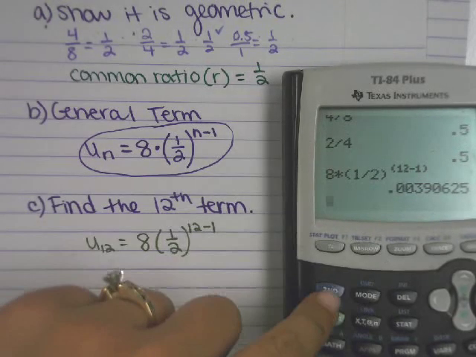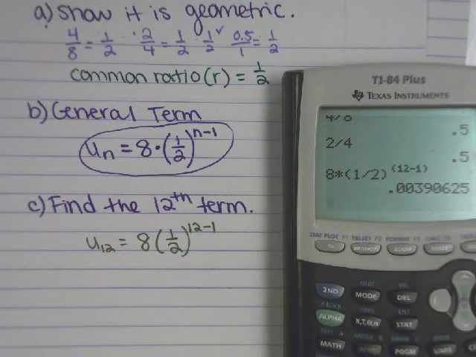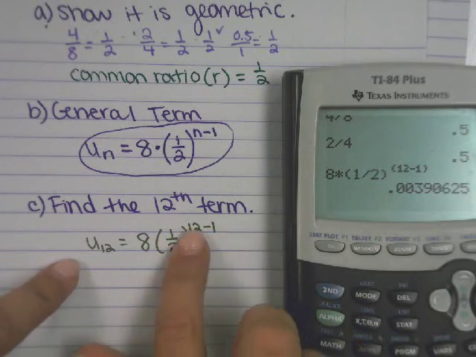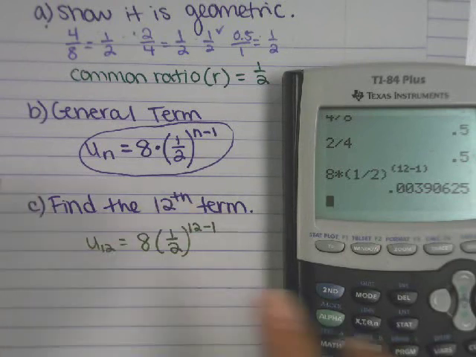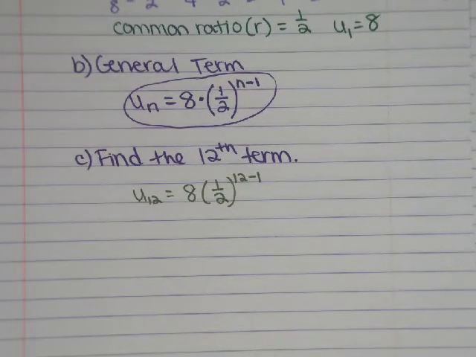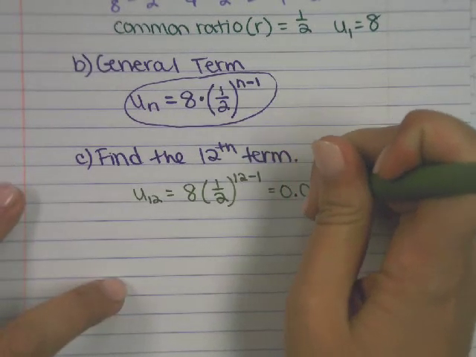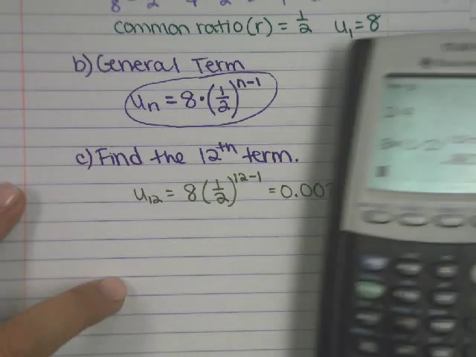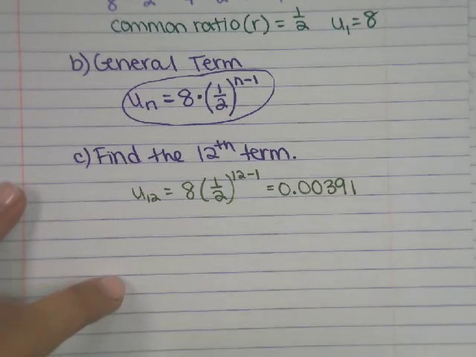I would recommend, if you're relying more on your calculator here, that we don't multiply the 8 times the half, because we have to do the exponent first. So if you wanted to break it down, 12 minus 1 is 11, 1/2 to the 11, and whatever that is, take that times 8. So this calculator says our 12th term is 0.0039, and then the 6 here would round my 0 up to a 1 in order to get to 3 sig figs.